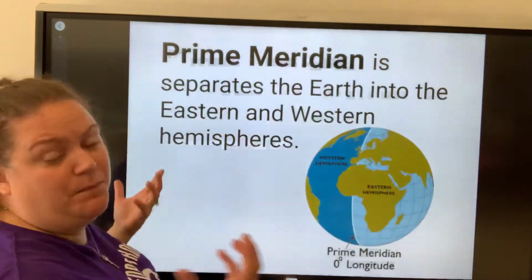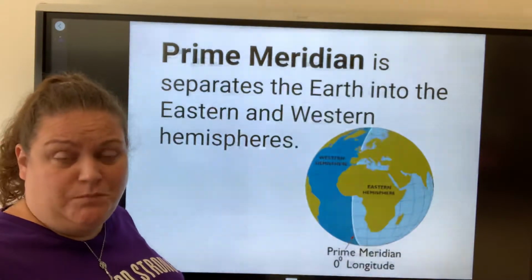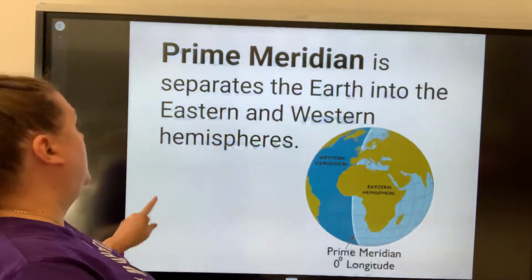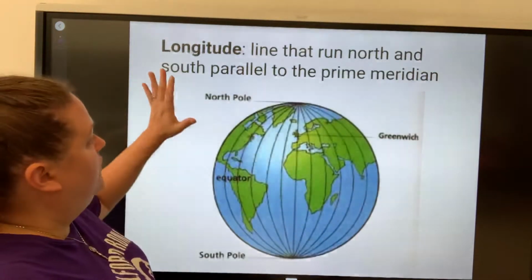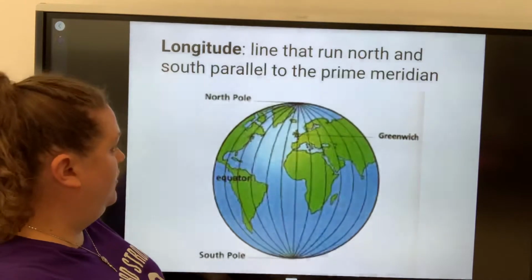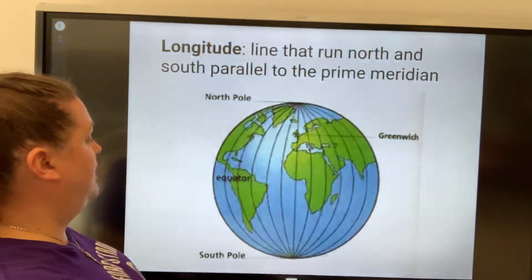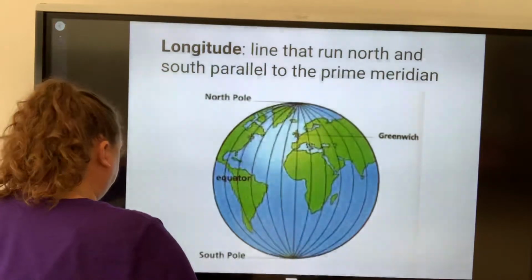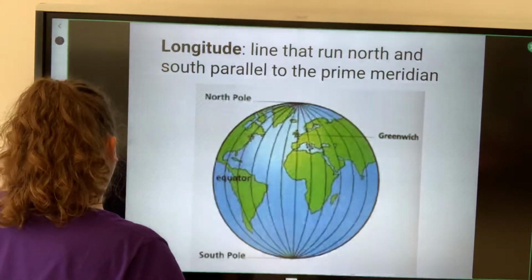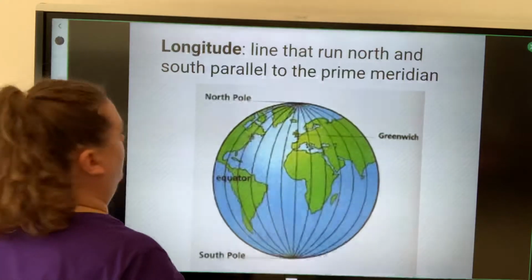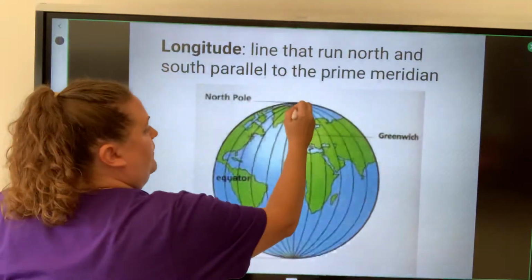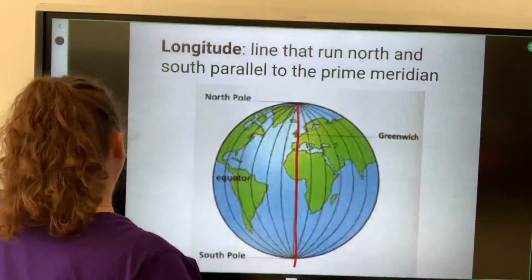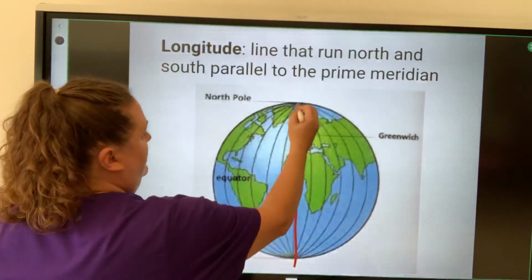It's also the 0 degree mark for the longitude point. We talked about the latitude point with the equator. The longitude point is the parallel lines that run from north to south, parallel to the prime meridian. When we talked about the equator, we talked about how they went east to west. Well, the prime meridian goes from north to south, and that's going to be 0 degrees. And everything after that is going to have a different degree mark.